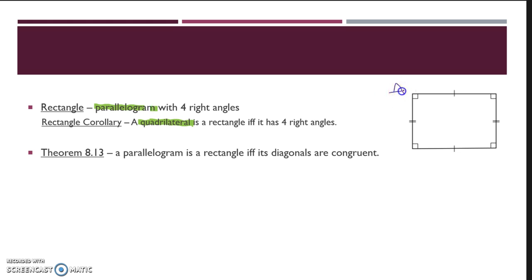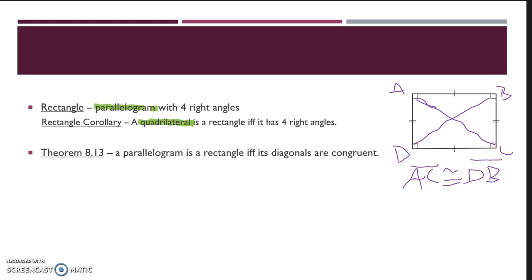So if I label my rectangle there and draw in my diagonals. Oops, let's try to redo that one a little bit better. Okay, that's better. So your diagonals are congruent to each other, so AC is congruent to DB. And that's only true for rectangles, so if you see that the diagonals are congruent in an image, you can automatically say that it is a rectangle.